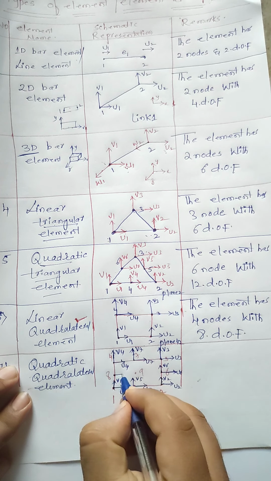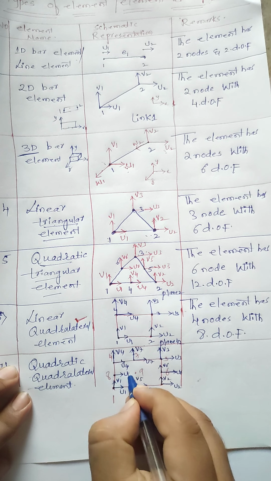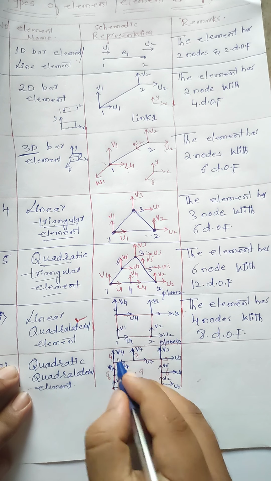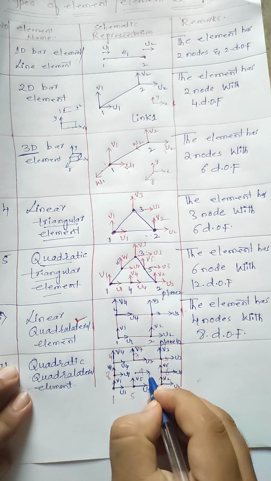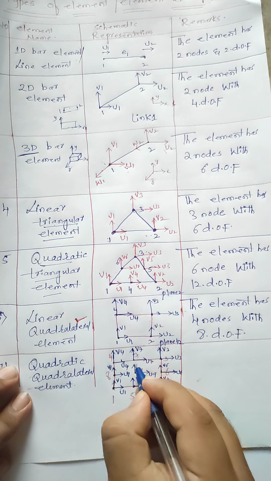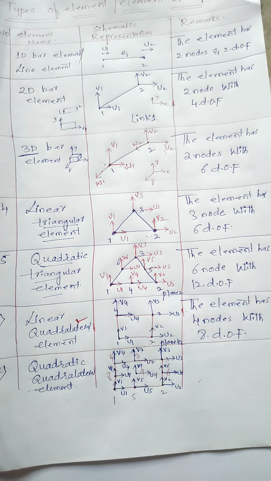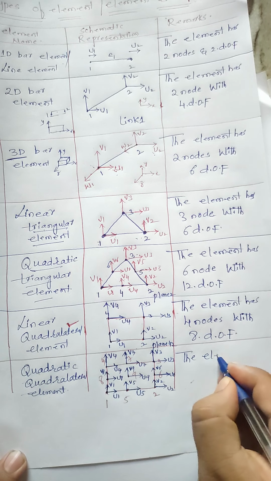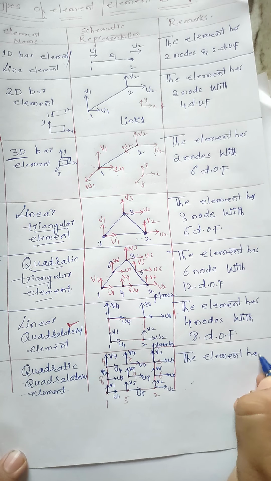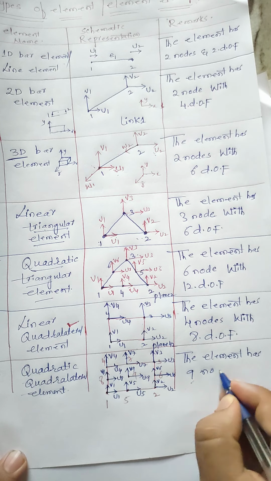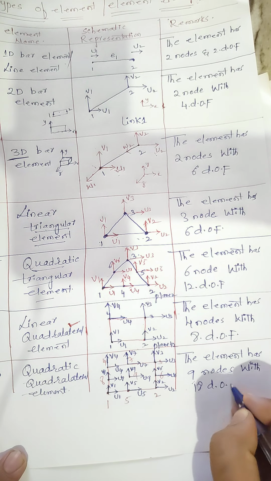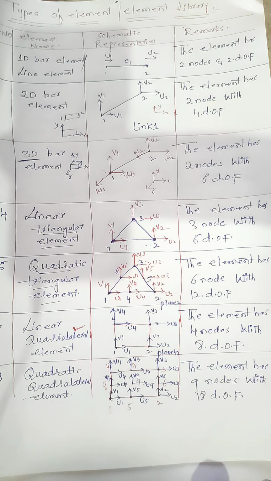The displacement u8 is acting in the x direction, displacement v8 is acting in the vertical direction. Here in this case, displacement u9 is acting in the x direction, and displacement v9 is acting in the vertical direction. So we can easily represent that this element has how many nodes here? 9 nodes with 18 degrees of freedom. Is it right here? How many degrees of freedom here? 18 degrees of freedom.